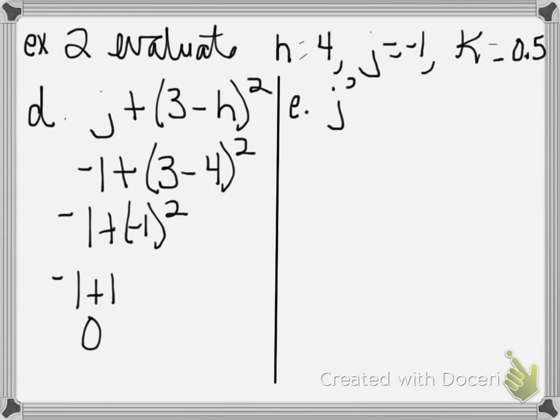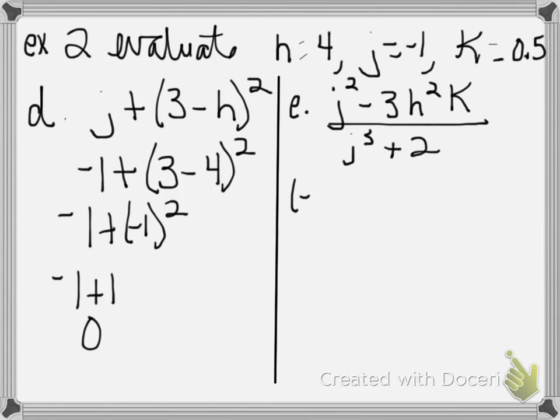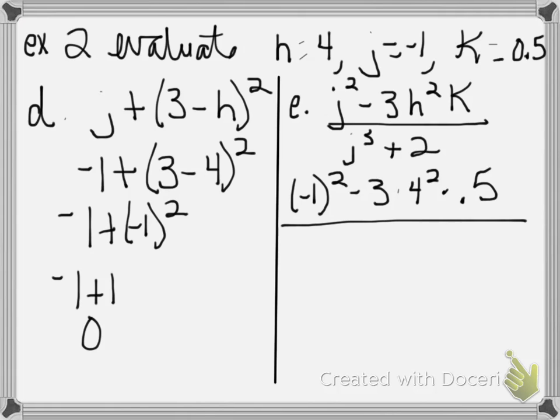Example E. J is negative 1, so that's negative 1 squared. Once again, if your base is a negative and you're multiplying it or squaring it, it needs to be in parentheses. Do not forget that. So we plugged in what our J, H, and K is. In the denominator, we plug in negative 1 for J, and again, it's to the third power. So once again, we have to close it in parentheses.